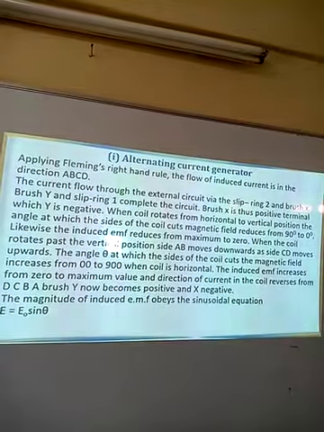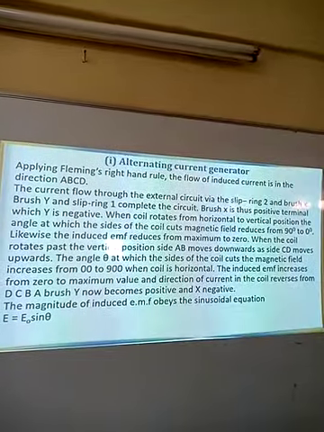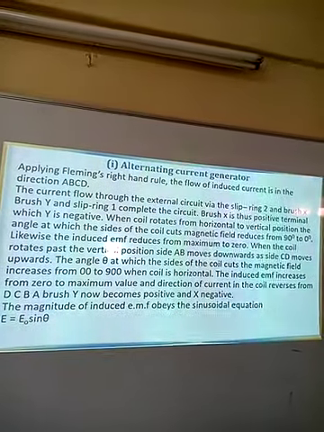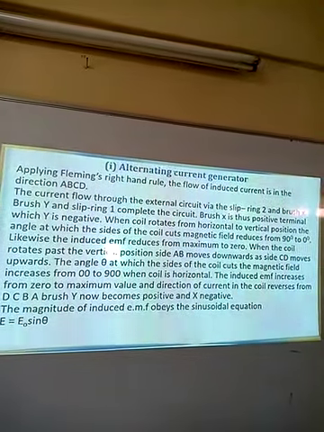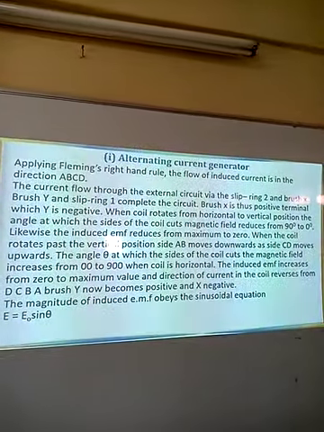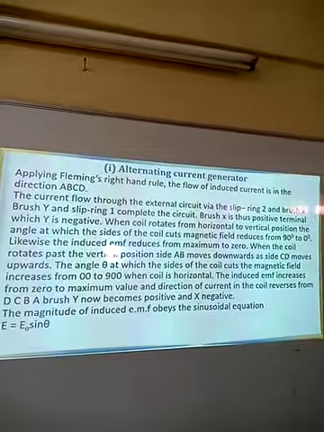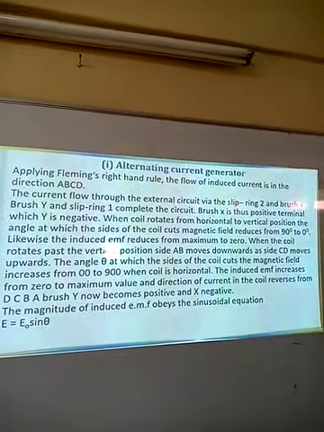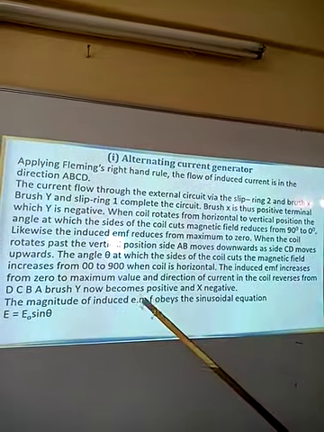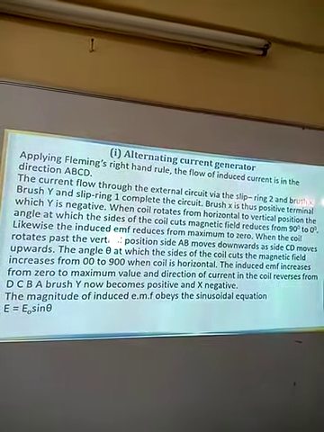When the coil rotates past the vertical position, AB moves downwards as CD moves upwards. The angle theta at which the sides of the coil cut the magnetic field increases from 0 degrees to 90 degrees when the coil is horizontal. The induced EMF increases from 0 to maximum value, and the direction of current in the coil reverses from DCBA. Brush Y now becomes positive and X negative. The magnitude of induced EMF obeys the sinusoidal equation given by E equals E naught sine theta.